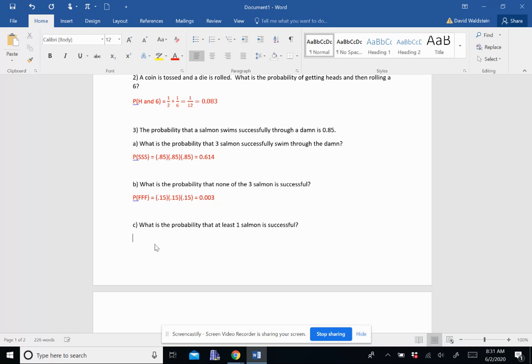So probability, all we have to do is say the only thing that is not at least 1 being successful is none being successful. So we can just take this 0.003 away from 1, which is 0.997.